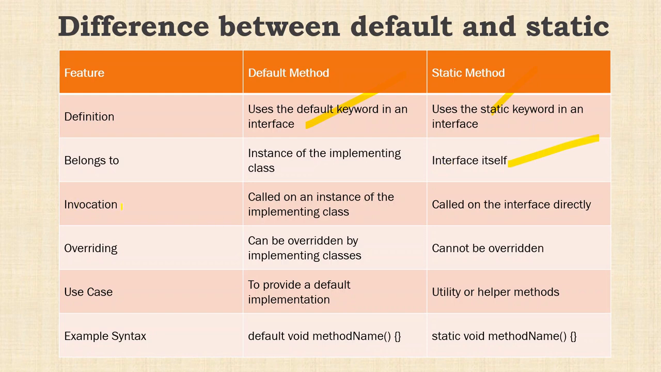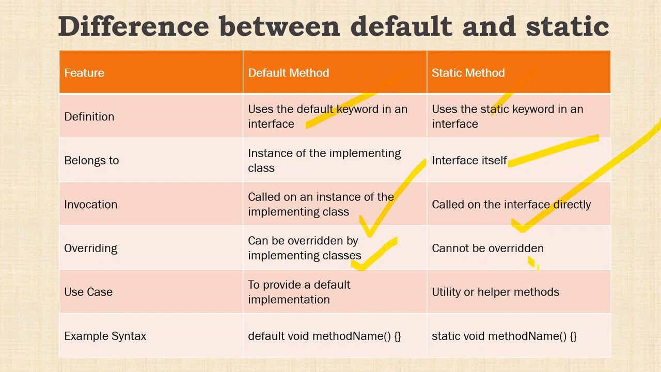Invocation: a default method is called on an instance of the implementing class, and a static method is called on the interface directly, with the interface name dot static method name. Overriding: a default method can be overridden by implementing classes, so you can override the default method, it is possible.